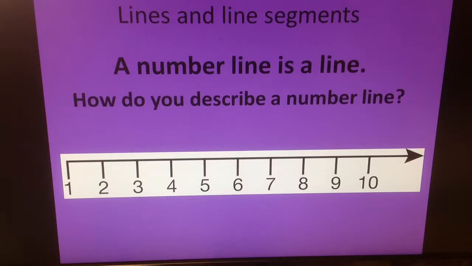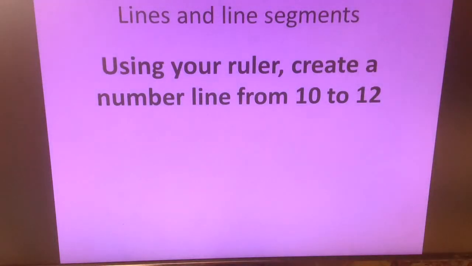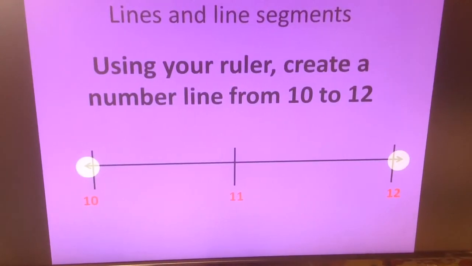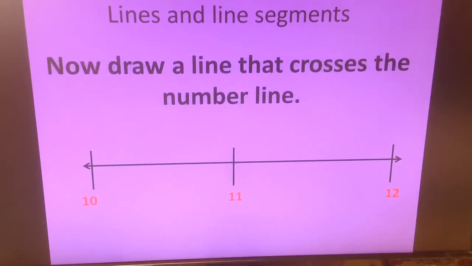A number line is a line. How do you describe a number line? We talked about how number lines are straight and they go as far as they need to go. They could really go to any number. We made a number line that went just from 10 to 12. It looked like that. I wanted to make sure students put arrows on either side because that's part of our lesson today. So they put the arrows in and labeled it.